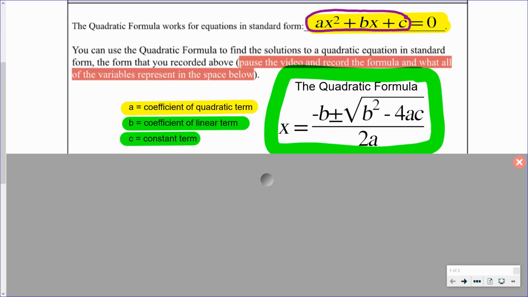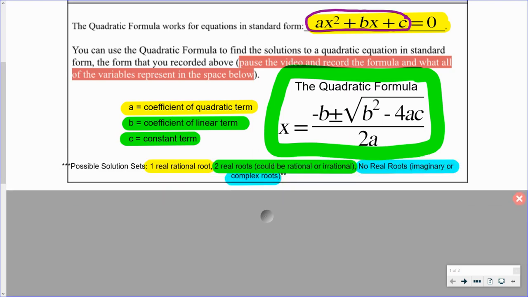Now, here's something interesting about quadratic equations. There's really three different types of solution sets that you can expect to get when you're solving a quadratic, whether you solve it by factoring, by using the quadratic formula, or by completing the square. You might get one real rational root. If we think about this graphically, that's when the parabola comes down and its vertex hits the x-axis at exactly one spot. That's only going to happen when we're dealing with perfect square trinomials. So if you have a perfect square trinomial, you're going to get one real solution.